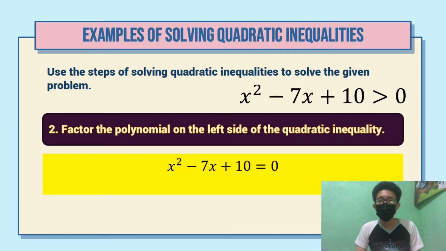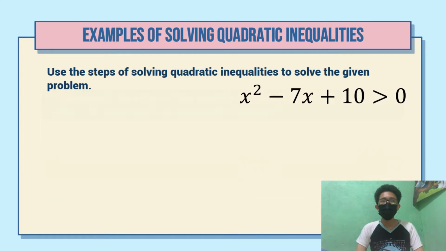We will follow the sign of the second term in the quadratic inequality, or the linear term, which is 7x, and the sign of 7x is negative. Therefore, we will put both 2 and 5 in a negative sign, so x minus 2 and x minus 5. Therefore, the factors of x squared minus 7x plus 10 are x minus 2 and x minus 5.